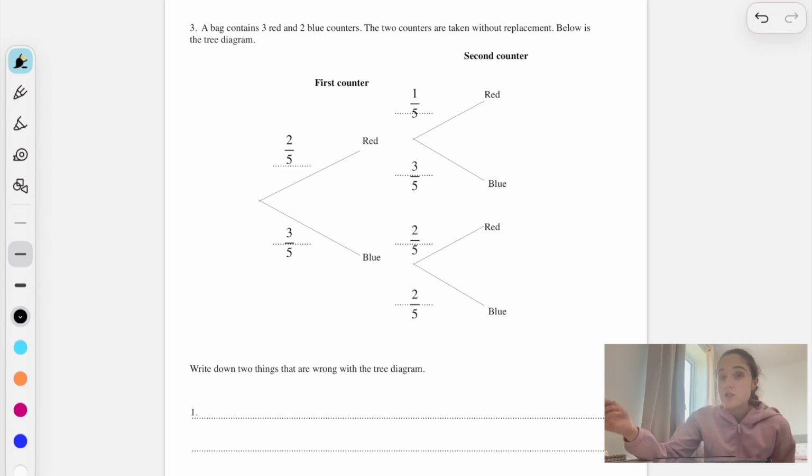So do all of the branches add up to 1? That's what should always happen. The branches should always add up to 1 because probabilities always add up to 1. So I'm going to check to see if they do. 2/5 plus 3/5 adds to 1, so that's okay.